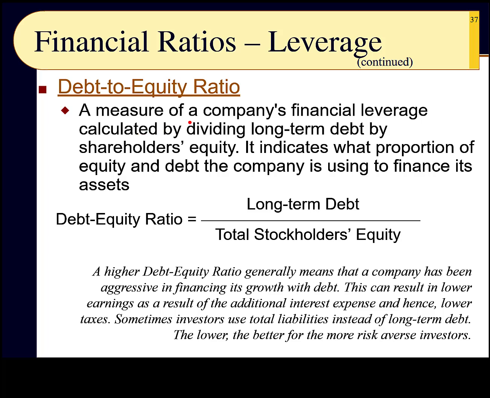This is a measure of a company's financial leverage calculated by dividing the long-term debt by the shareholders' equity. It indicates what proportion of equity and debt the company is using to finance its assets. So we take the long-term debt, we divide it by the total stockholders' equity. A higher debt to equity ratio generally means the company has been aggressive in financing its growth with debt. This can result in lower earnings because we get to write off the interest payments and hence lower taxes.